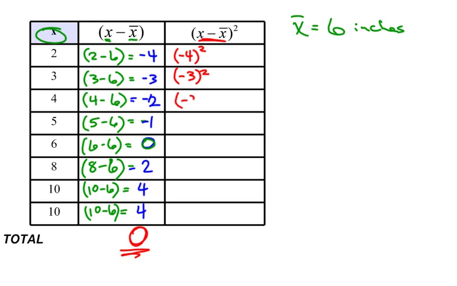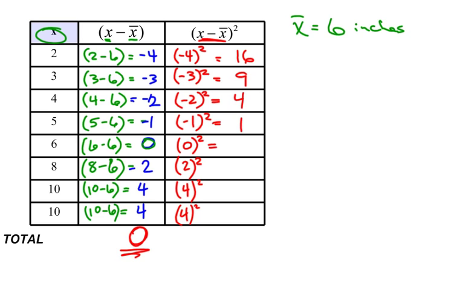As we square them, you'll remember that when we square a negative value, it automatically becomes positive. And of course, when we square a positive value, it remains positive. So as we square these, let's go through real quickly. Negative 4 squared is 16. Negative 3 squared is 9. Negative 2 squared is 4. Negative 1 squared is 1. Of course, 0 squared is 0. 2 squared is 4. 4 squared is 16. And again, 4 squared is 16.